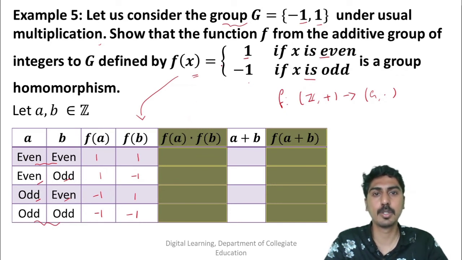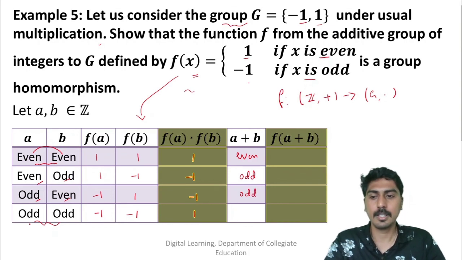Since the binary operation on the group G is usual multiplication, f of a dot f of b becomes 1 into 1, 1; 1 into minus 1, minus 1; minus 1 into 1, minus 1; minus 1 into minus 1, plus 1. If a is even and b is even, a plus b should also be even. If a is even, b is odd, a plus b should be odd. If a is odd, b is even, a plus b should be odd. And if both a and b are odd, then a plus b should be even.